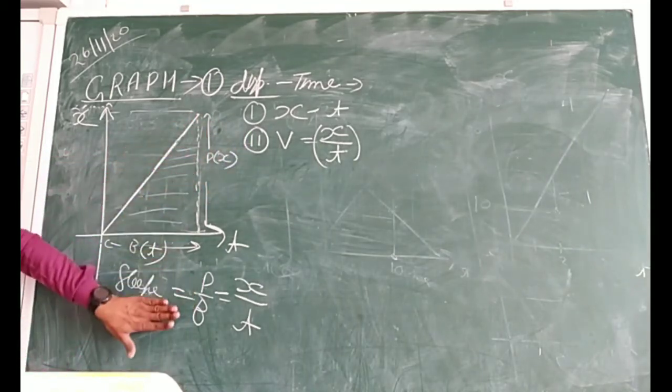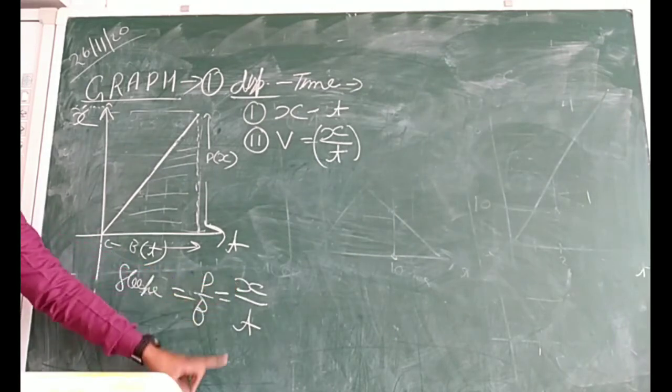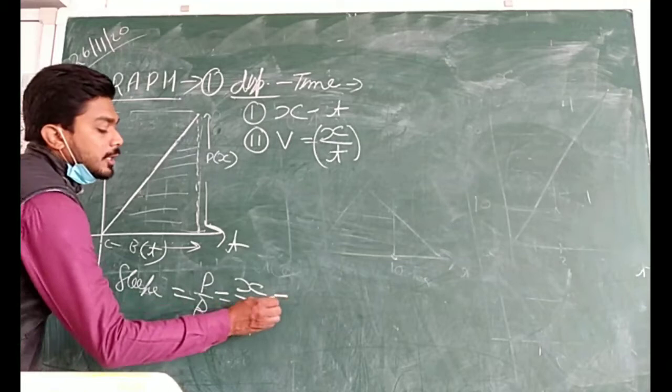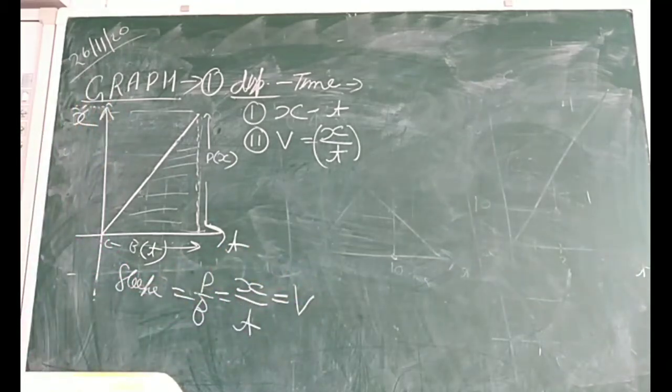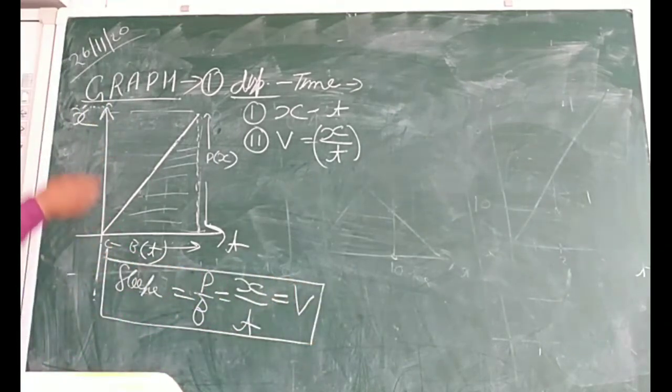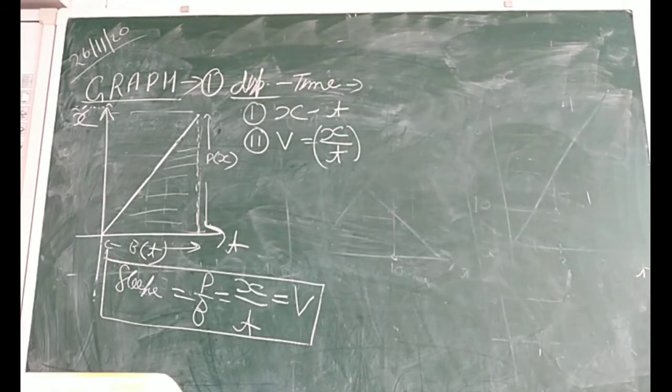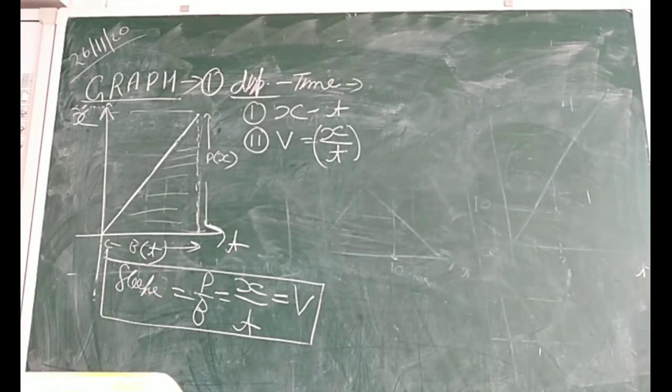And from this graph we can see this slope is equal to the displacement upon time, and displacement upon time is equal to the velocity. Means if from a displacement time graph you want to calculate velocity, what will you do? You will find the slope, because the slope of this graph is equal to the velocity. Is it clear? Okay. Then write down: whenever you want to find the velocity from a displacement time graph, find the slope of the graph.